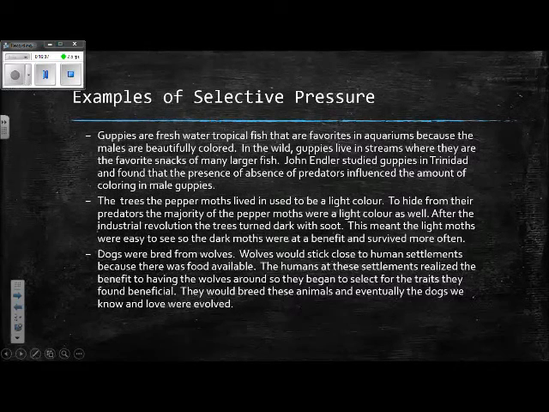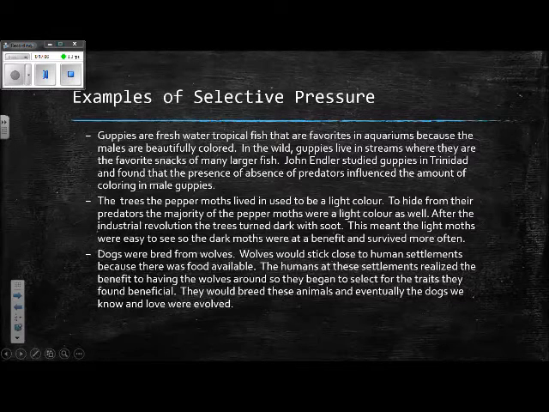It's kind of cool. All right, so examples of selective pressures. Guppies are freshwater tropical fish that are favorites in aquariums because the males are beautifully colored. In the wild, guppies live in streams where they're the favorite snacks of larger fish. John Endler studied groups of guppies in Trinidad and found that the presence and absence of predators influenced the amount of coloring in male guppies.